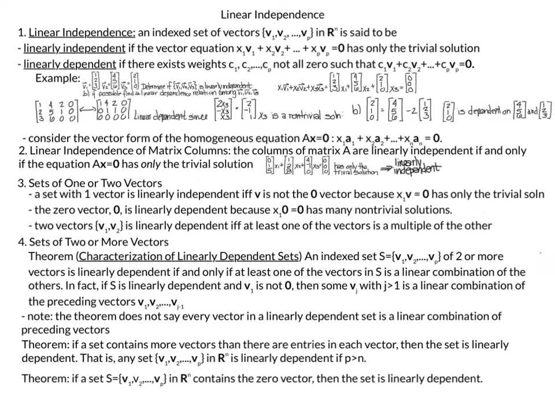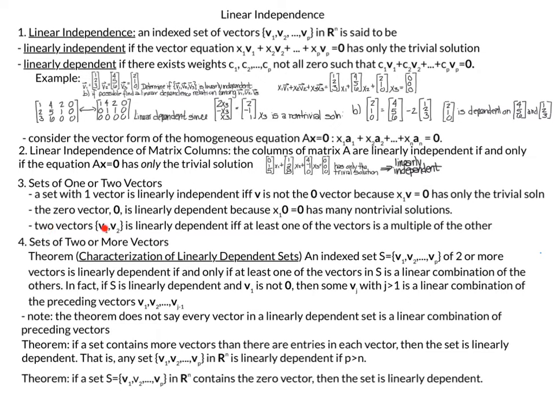A set with one vector v is linearly independent if and only if v is not the 0 vector. That is because in the equation x1 times v equals 0, if v is not equal to 0, that will force x1 to be 0. So that is the trivial solution, and that is the only solution. Next, the 0 vector is linearly dependent because x1 times 0 equals 0 has many non-trivial solutions. Any real number x1 here will solve the equation.